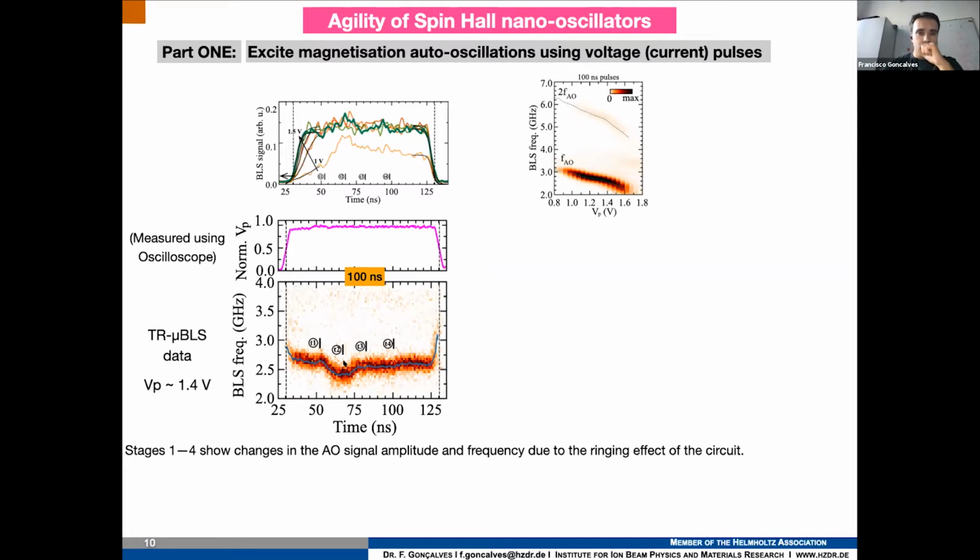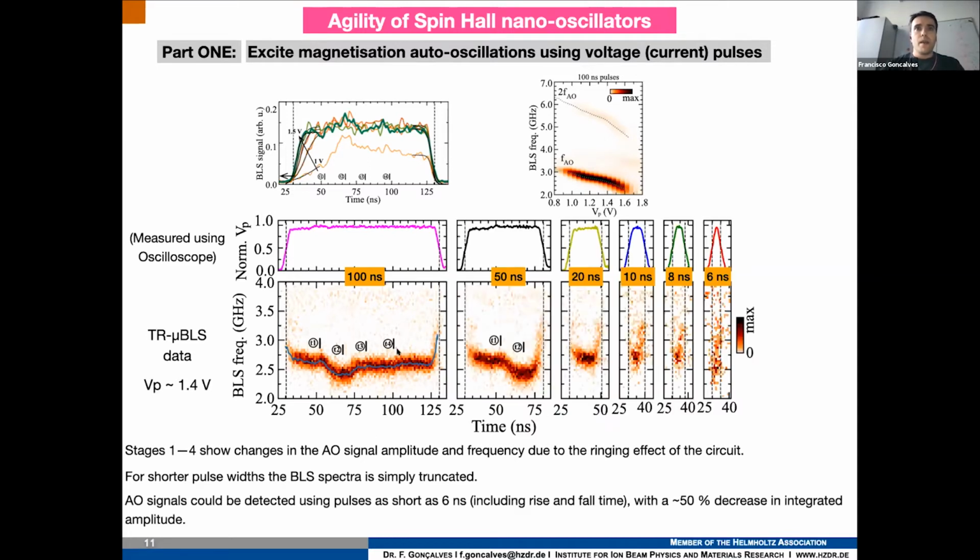If we go to shorter pulses, for instance, 50 nanoseconds, 20 nanoseconds, 10, 8, and 6, we observe that the BLS response simply gets truncated. We still see this decrease in the frequency at the onset and outset segments, and everything else just gets truncated, as simple as that. What is important to note here is that for the shortest pulses, with just a few nanoseconds, we still observe auto-oscillations.